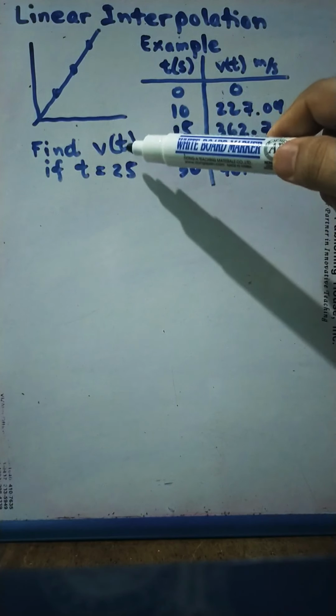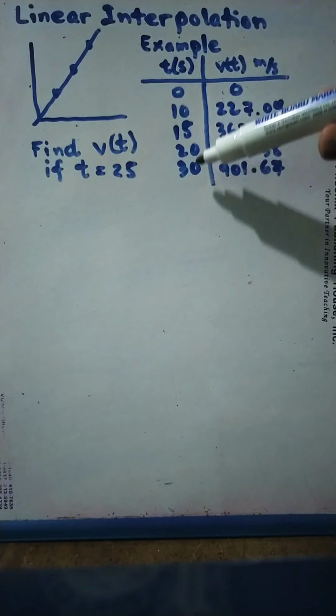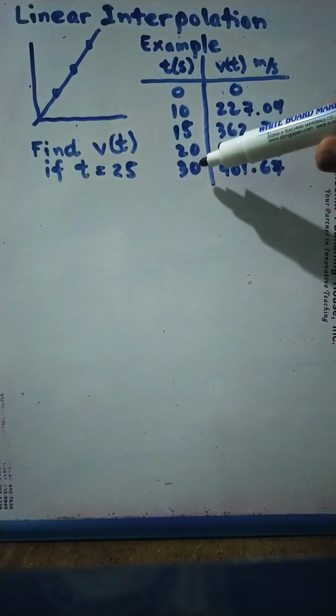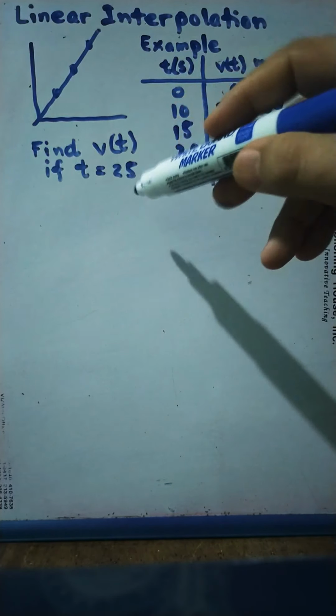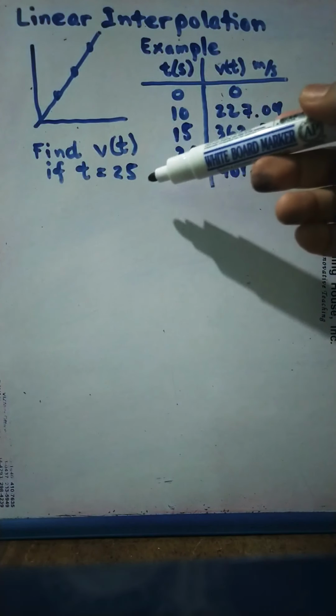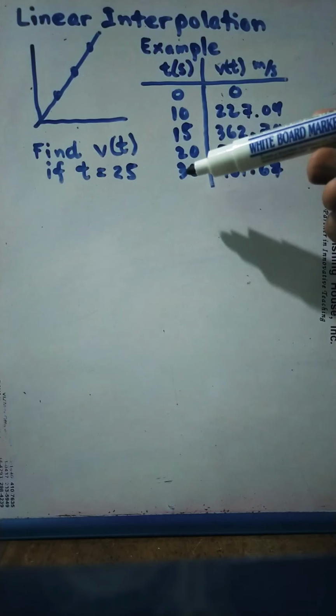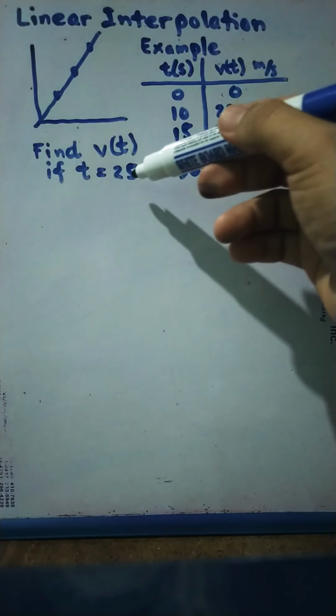Now there is a question here. Find the velocity v of t if the time is 25 seconds. If you have noticed, there is no equivalent of t at 25. To solve this problem, we will use linear interpolation, simply the word interpolation. The time is 25, so we base it on this data, wherein 25 is within 20 and 30. So this time, we will pick up 20 and 30 and then write 25.